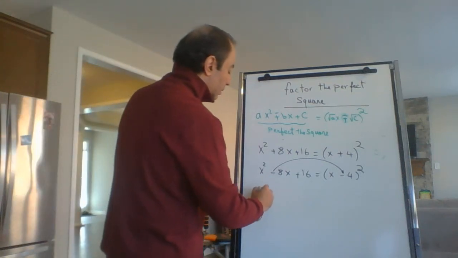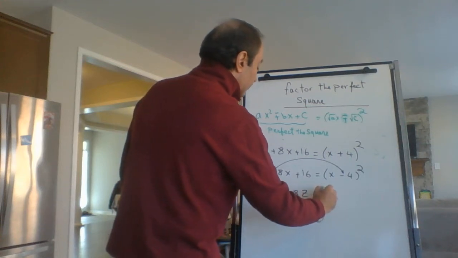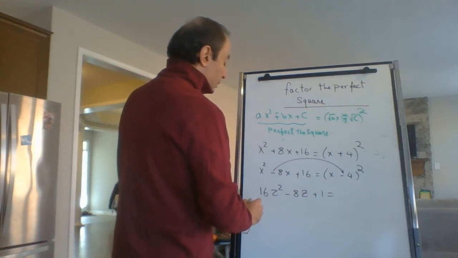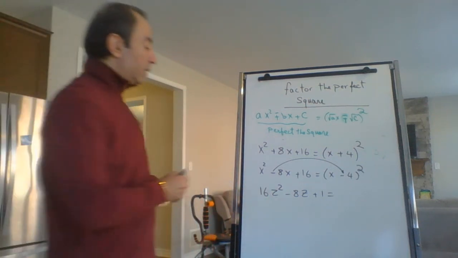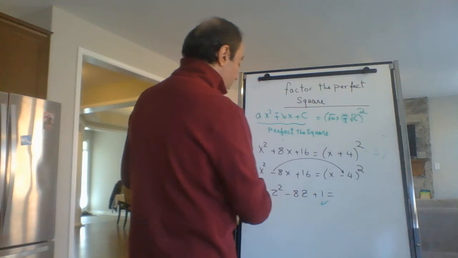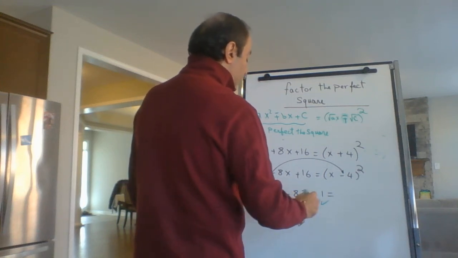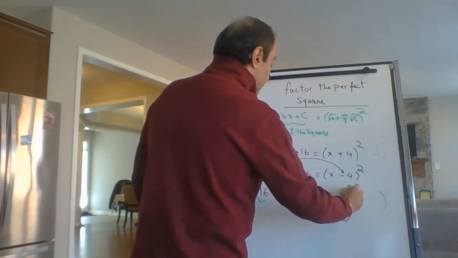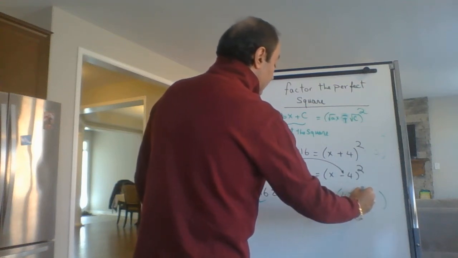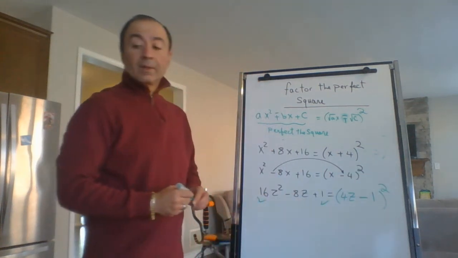16z squared minus 8z plus 1. This is a perfect square. Square root of 16 is 4 times square root of 1 is 1 times 2 is the middle term. So yes, perfect square. Square root of the first, 4z, sign of the middle minus, square root of c is 1, and put a square here. Okay.